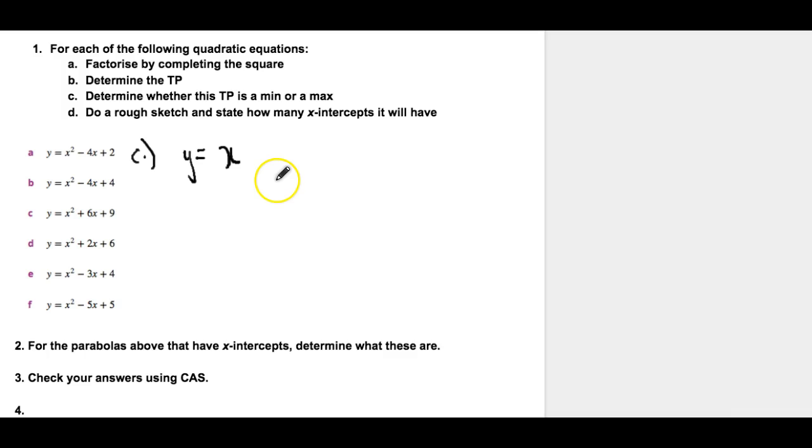All right, I'm going to do question C because I think C will have no x-intercepts. Okay, x squared plus 6x. Take the coefficient of the x, divide it by 2 and square it. Then take it away. And then don't forget your number on the end, which was 9.